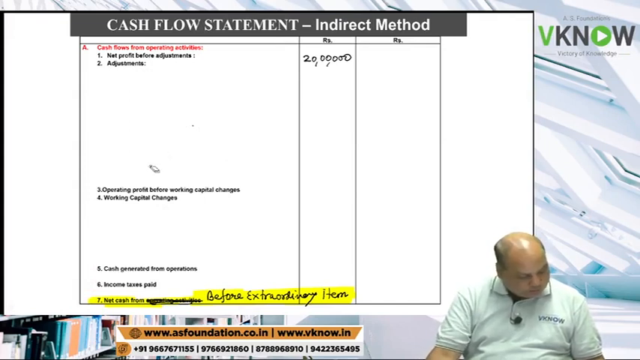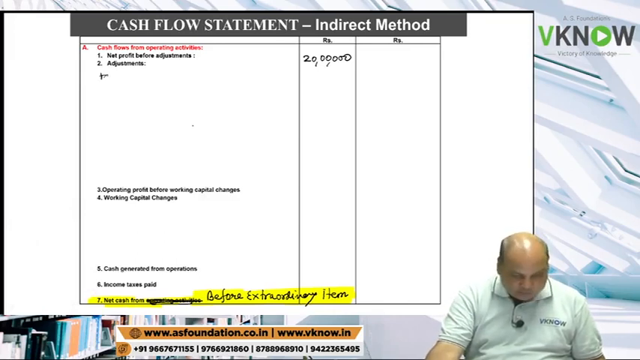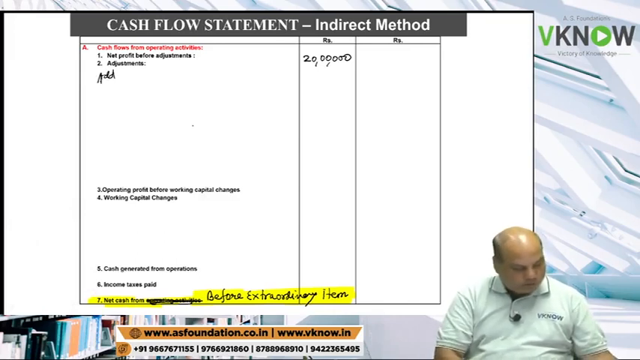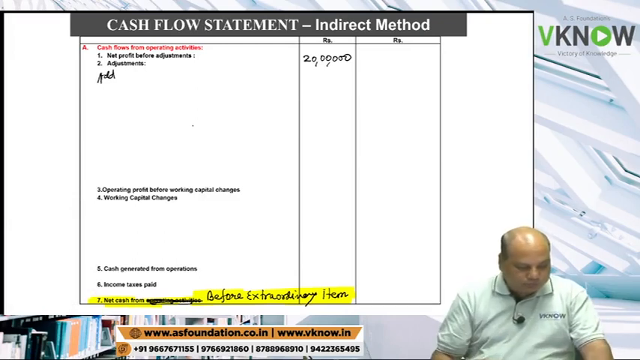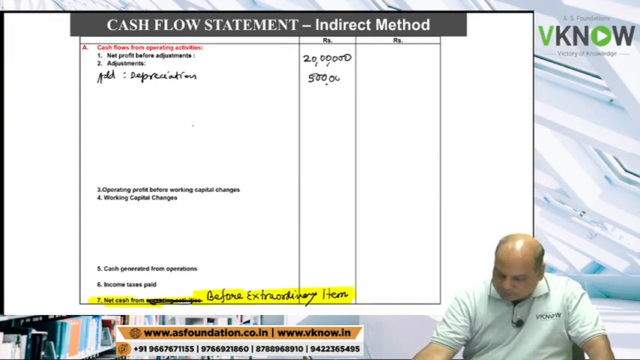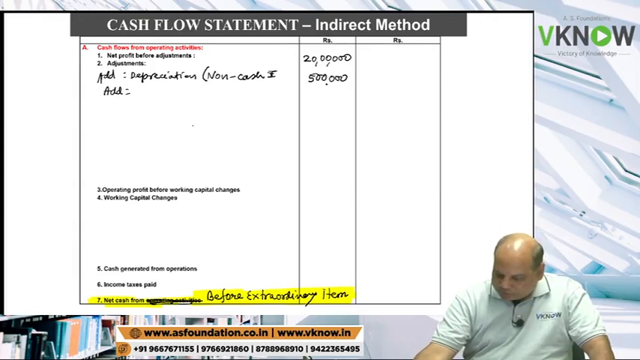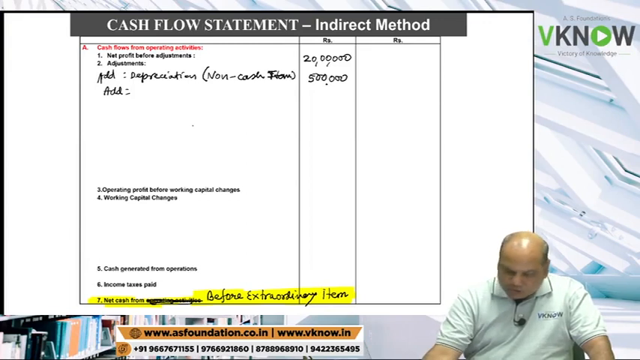Next we have to write the adjustments. In adjustments, write down: add depreciation. How much is depreciation? 5 lakhs. Why are we adding it? It's a non-cash item. Then the next item is add debenture discount written off.